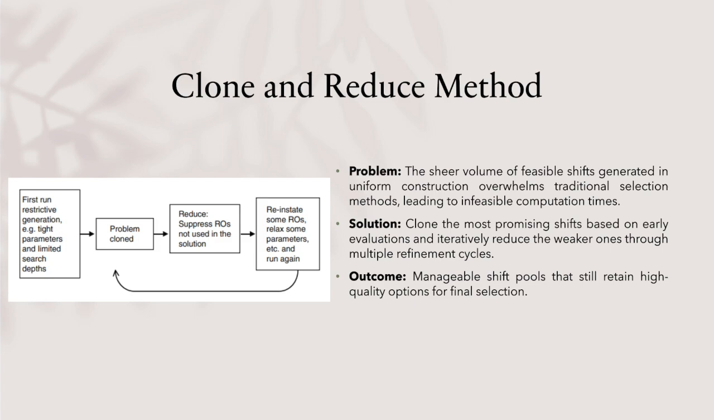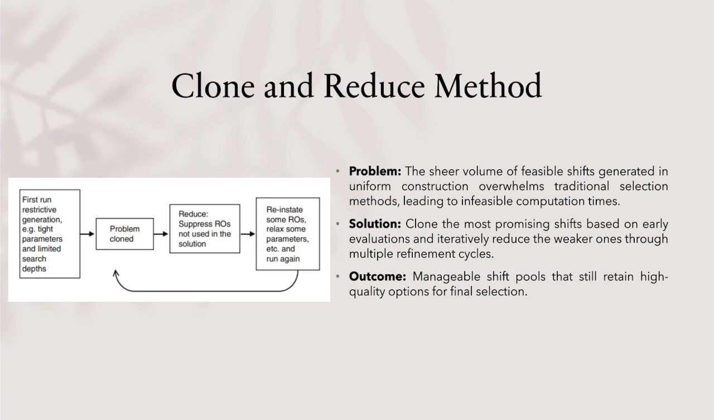Next is the clone and reduce method. In extremely large problems, which is realistic and very likely to face in the real world, even generating every possible feasible shift is impossible. Clone and reduce addresses this by initially generating a smaller, promising pool of shifts.